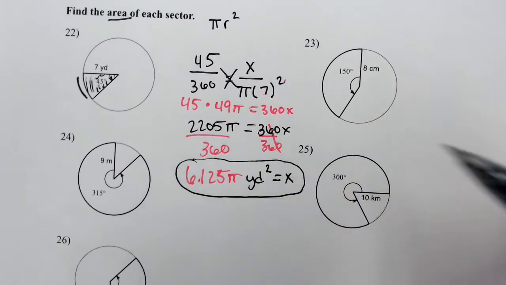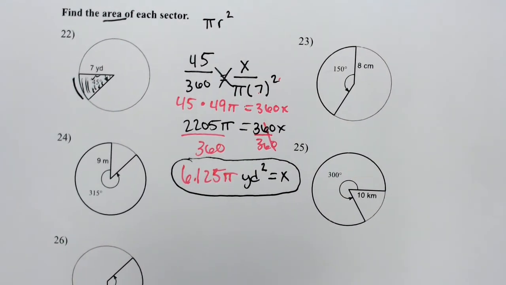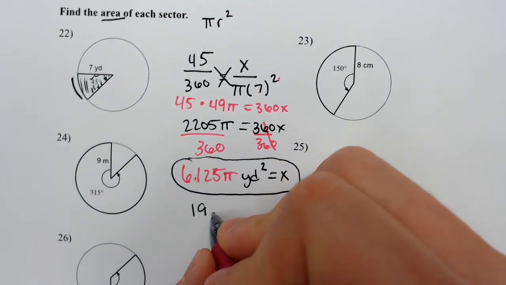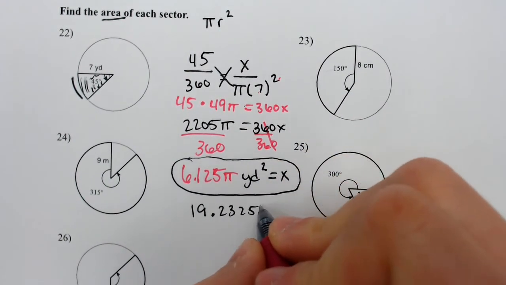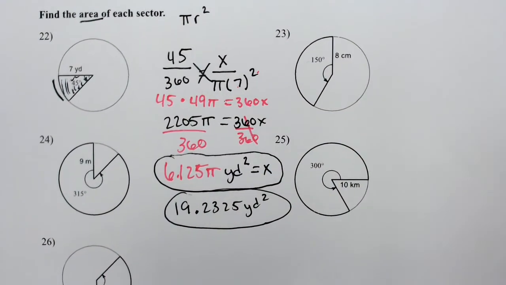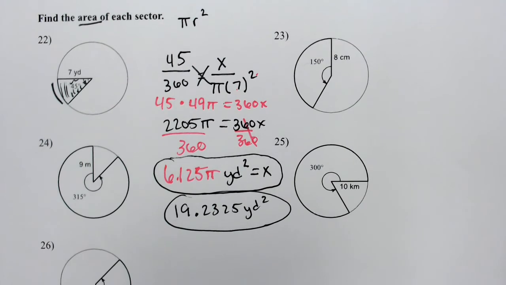Area is feet squared, yards squared. Circumference is just feet or yards. If you wanted to multiply by 3.14, you would get 19.2325 yards squared approximately. That's if you multiplied by the 3.14, which is the pi.